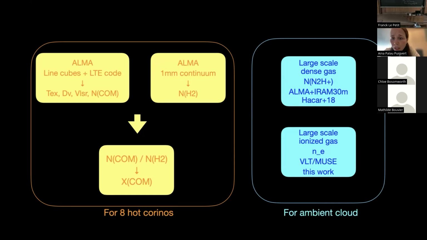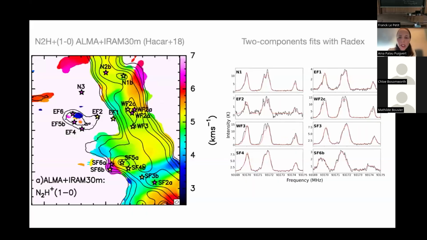He published this in 2018, and he used ALMA combined with the 30-meter data of N2H+. So we are really tracing here the ambient cloud, the dense gas, but on large scales. And also we used in this work the large-scale ionized gas as inferred from VLT MUSE data. So this is work in progress, but I will show very quickly the results.